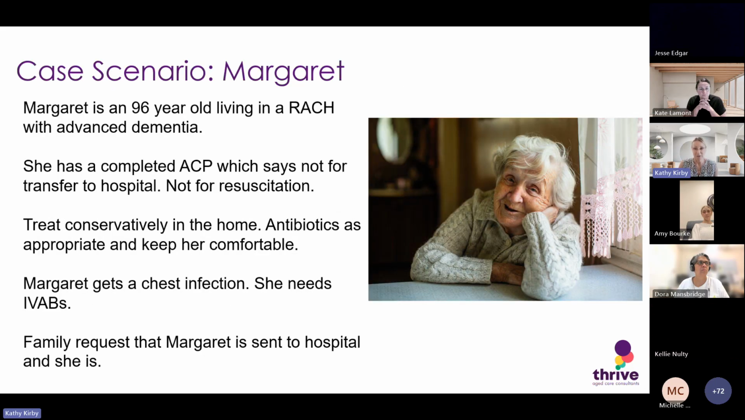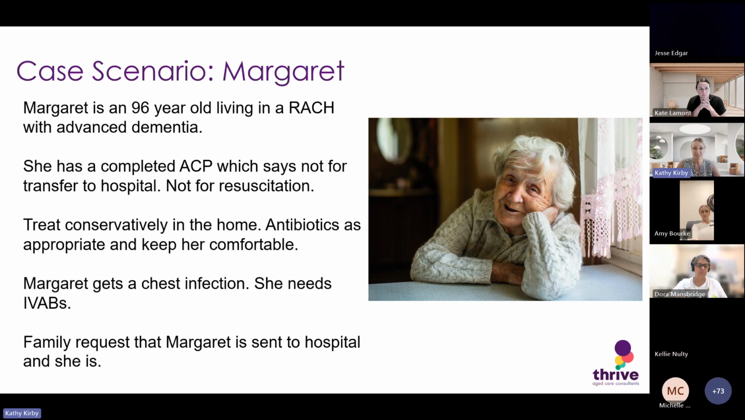So I'm going to talk about a scenario now, and this is a true scenario again, and this is about Margaret. Margaret is a 96-year-old and she lives in residential aged care and she has very advanced dementia. She completed her advanced care plan years earlier when she had very early onset dementia, and it was very clear, written actually very well for an advanced care plan. And that was, she did not want to go to hospital. She didn't want to be resuscitated. What she wanted was to be treated conservatively in her own home, which was a residential facility, to have antibiotics, give it a go, and if it doesn't work, to be kept comfortable.